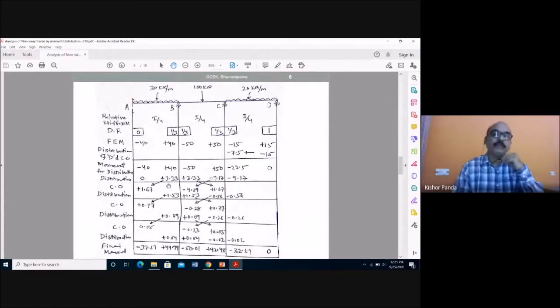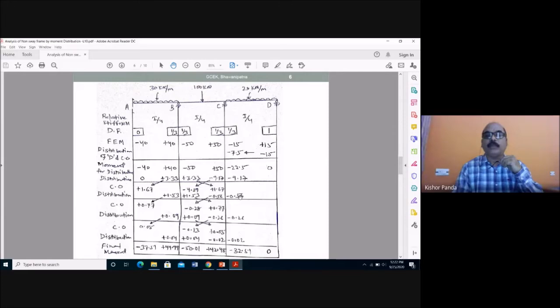Then again you have to go for the carryover. Again you have to go for the carryover, because here you see if the end is fixed, you have to carry over to that end. Half of the moment will carry over to that end, and here also, for that intermediate span, half of the moment will carry over to the other end. This is half, and this moment will come to this, and here minus 9.17, and the end is simply supported, and this is already balanced.